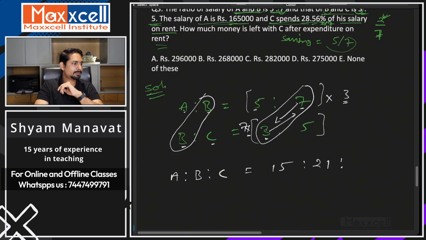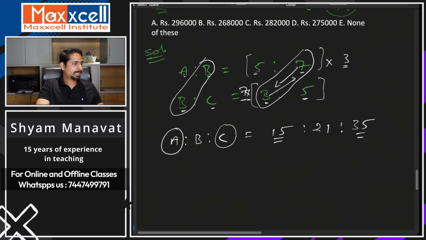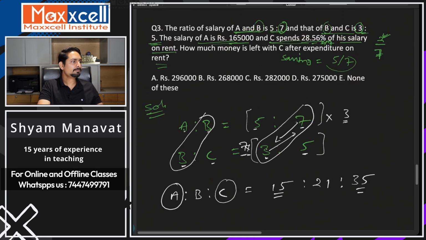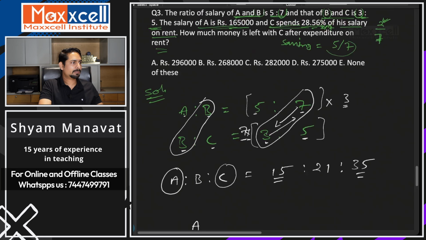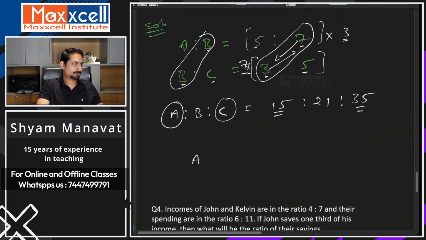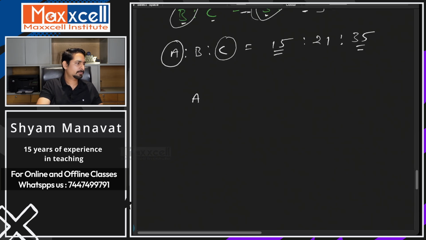Achha, C is how much? 7 into 5, 35. Can I relate A with C here? Yes, I can. 15 and 35, right? So I say A is to C is 15 to 35. Now A's salary is given as 1,65,000. Relating with that, I can find C's salary.